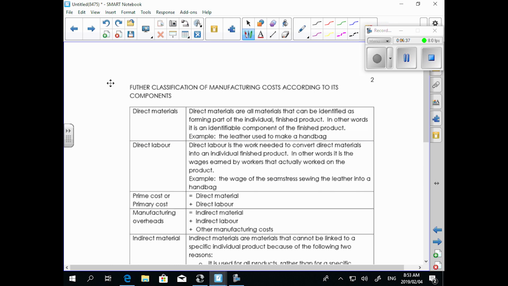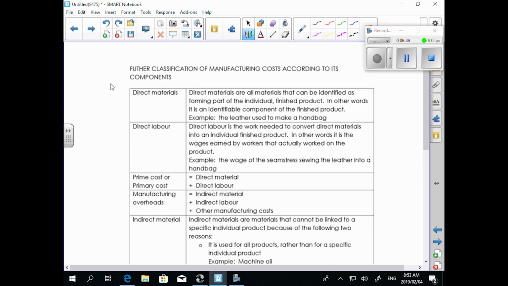Okay, so now we're going to get down to the little pieces. Your direct materials are all materials that can be identified as forming part of the individual finished product. In other words, it is an identifiable component of the finished product, like the leather used to make a handbag.